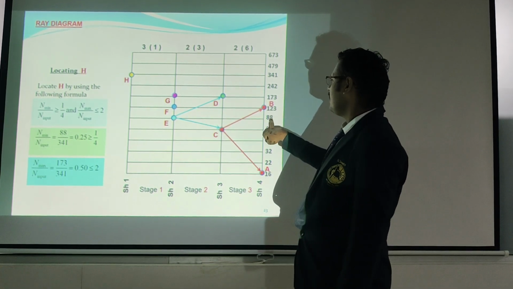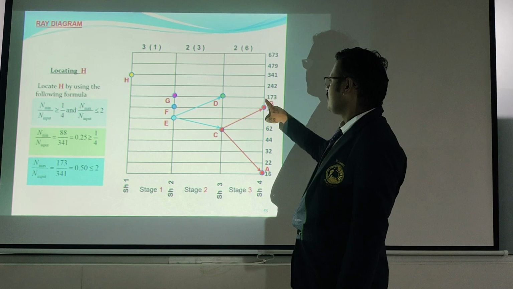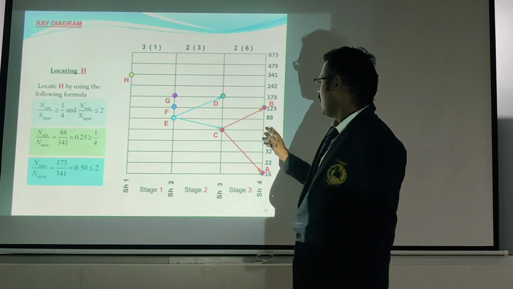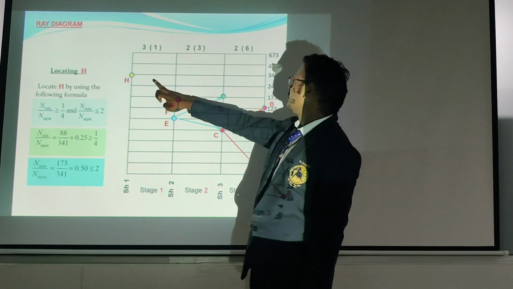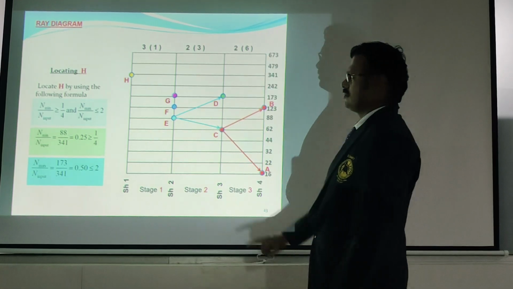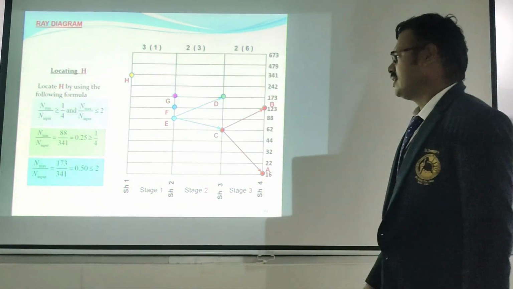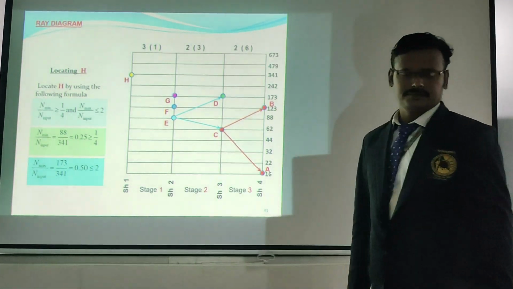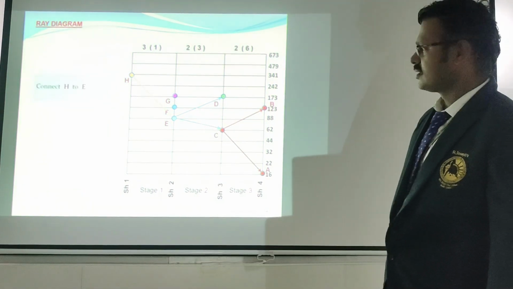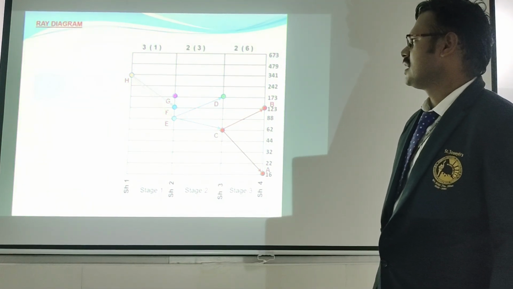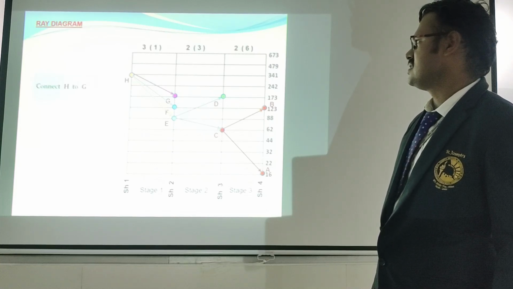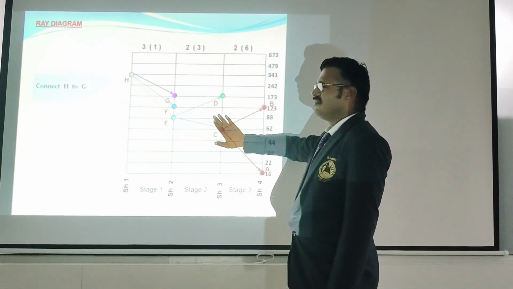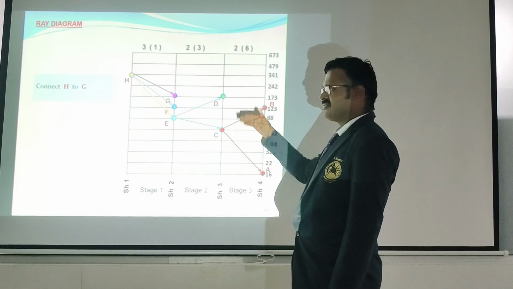Here the minimum value is 88, maximum value 173. So if we divide by 2, it is 81. So I can choose 88 to 341. This value only I can choose. So that I have marked as H. Now I have to connect HE, HF, HG. So this is the main diagram. By using this diagram only, we will calculate the number of teeth.